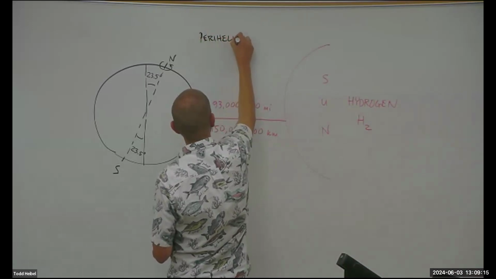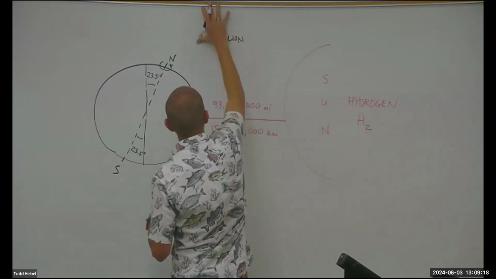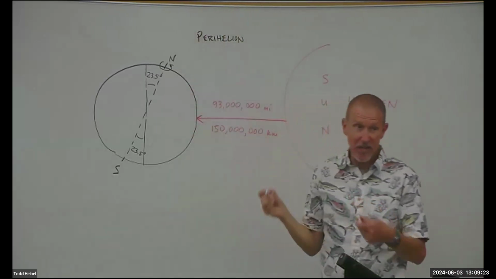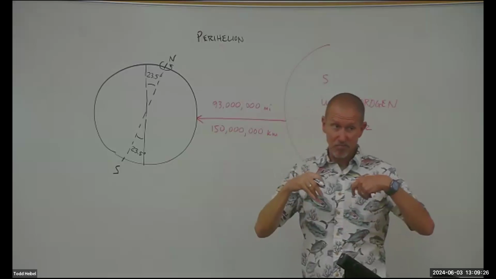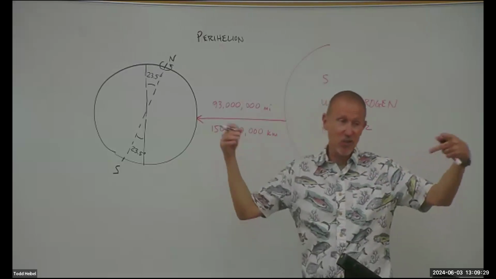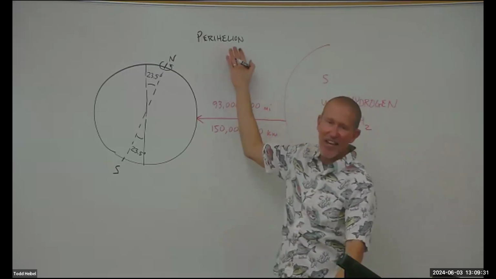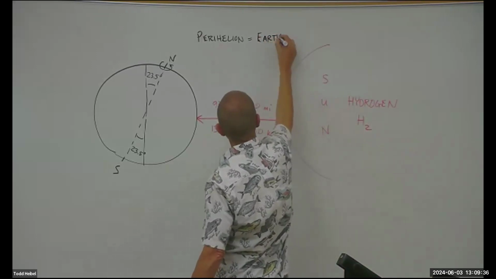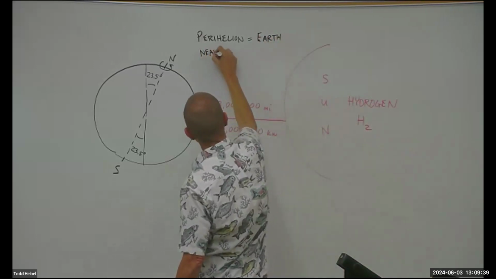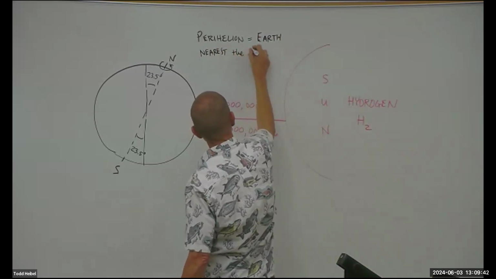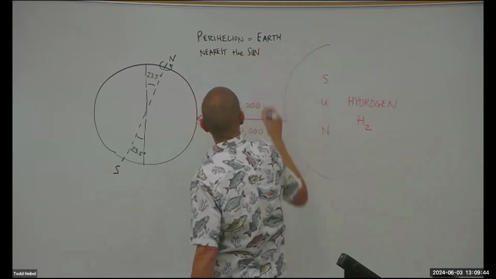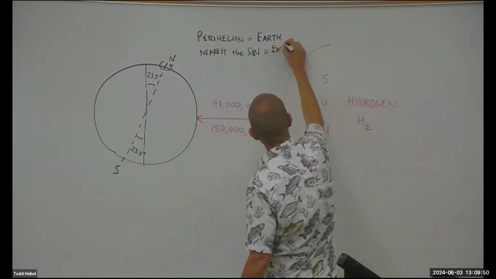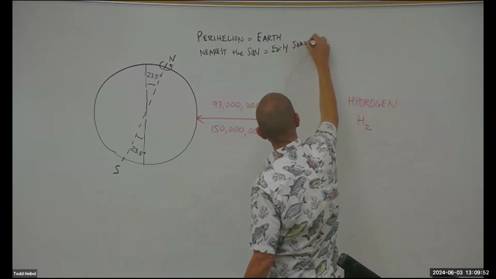So Earth is, let me make the P actually look more like a letter P. There you go. P-E-R-I means near. Helion means, well, like the Greek god Helios, sun, right? So it's like double Greek and Greek, right? So this is when Earth is nearest the sun. And again, it's going to seem wrong to us, but that actually occurs on or around the first week of January.